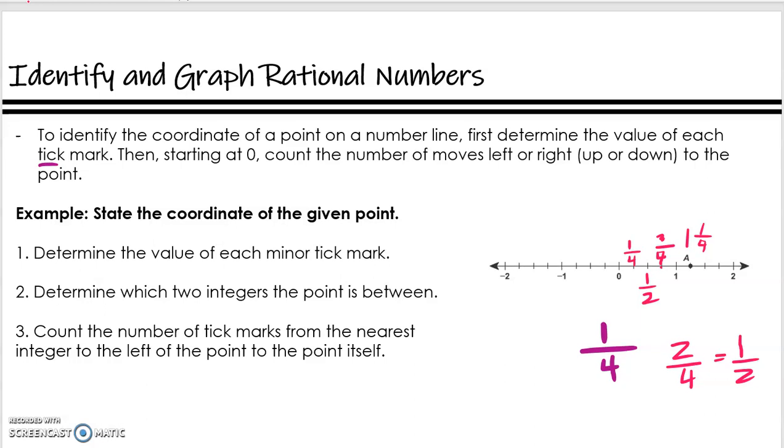Okay, so you're going to determine the value of each tick mark and determine what two integers the point is between. So for point A right here, I did not mean to cover up that 1, but right here, it is between +1 and +2. You can also think about money, $1 and $2. And if it's between $1 and $2, that means it's going to be $1 and something. Okay, and again, we've determined that it was 1 and 1/4.